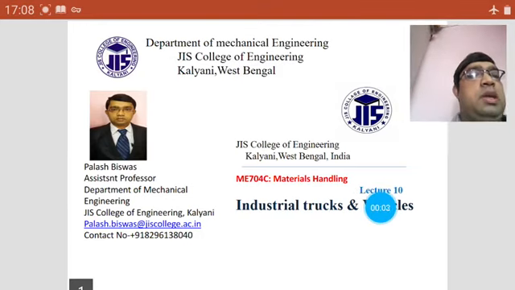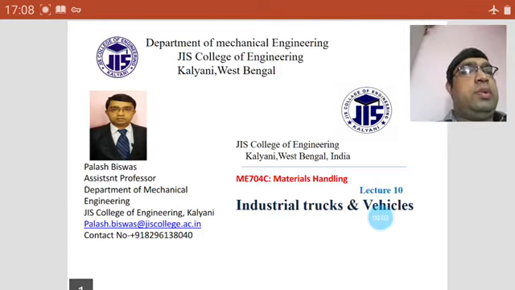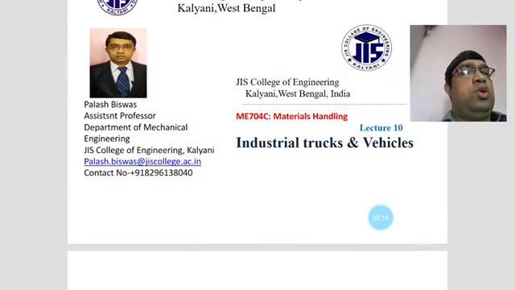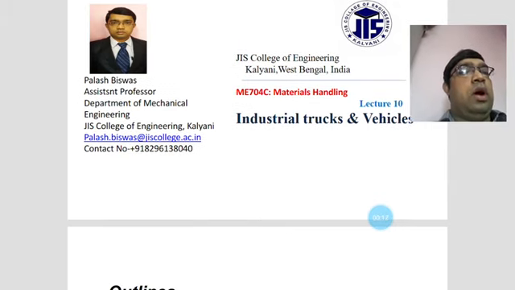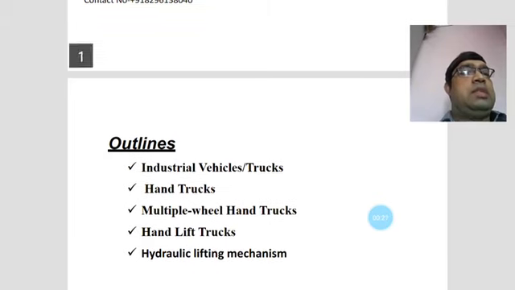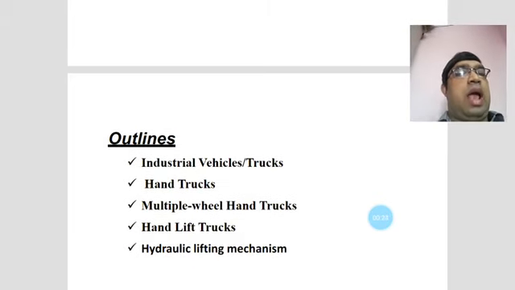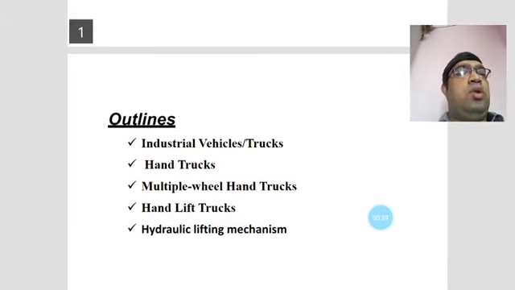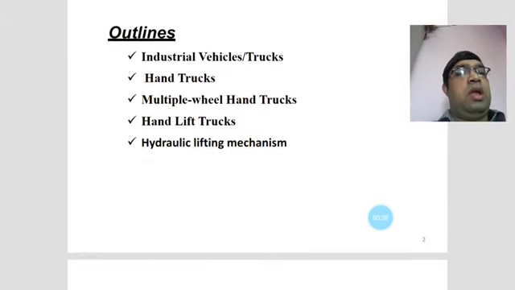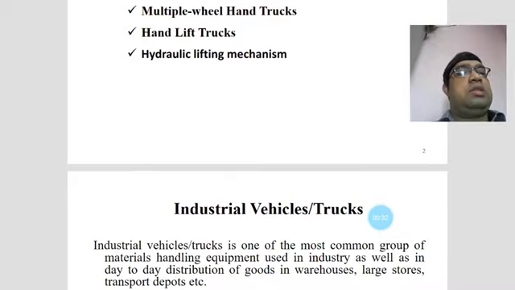The previous classes already discussed the classifications of conveyors, and today we discuss industrial trucks and vehicles. This is lesson number 10. When we discuss industrial vehicles and trucks, the outline covers industrial vehicles and trucks, hand trucks, multiple wheel hand trucks, hand lift trucks, and hydraulic lifting mechanisms. Let us first concentrate on industrial vehicles or trucks.